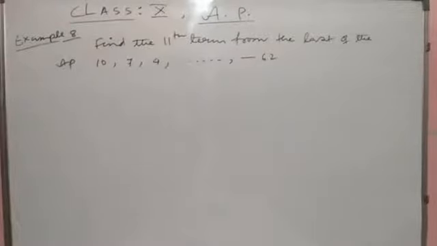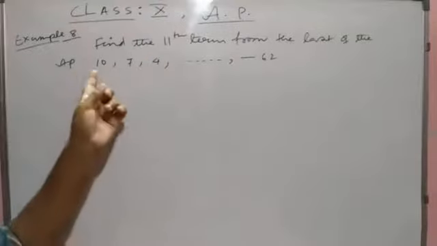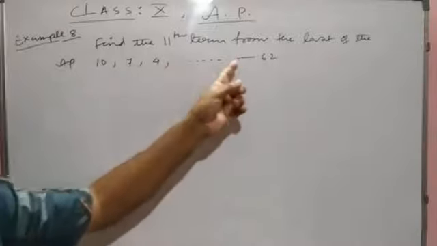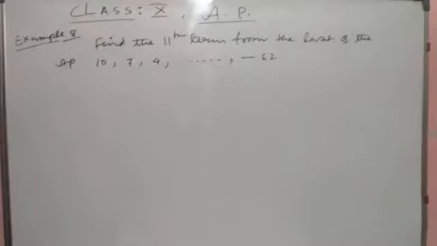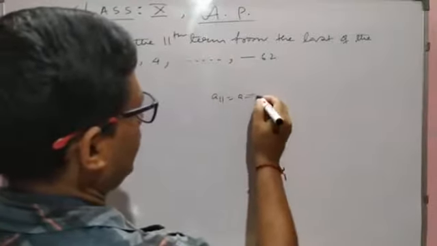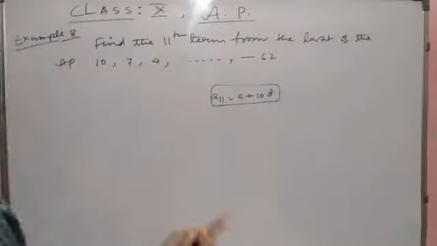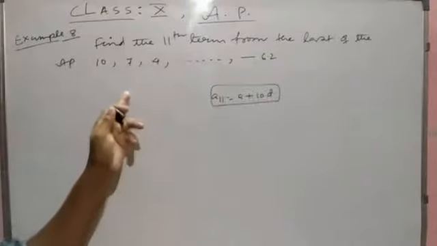Okay, now you see example 8 of our textbook. Find the 11th term from the last of the AP 10, 7, 4, dot, minus 62. That is, we are given this in AP. We have to find out the 11th term, but from the last. We got the formula for the 11th term, A11 equal to A plus 10D. But this formula starts from the first term, not from the last term. But we are asked in this question to find the 11th term from the last term.